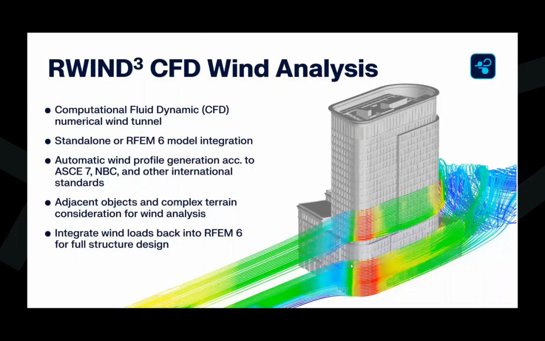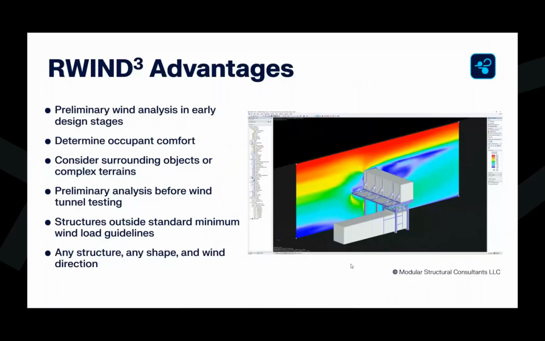But ultimately, when we close out of RWIND and go back into RFEM 6, these wind pressures are automatically taken and converted to static wind loads on every FE mesh element. That way we can then combine them with the other load cases like live load and snow load, and continue on with our analysis and design. So we might be wondering, why would we want to use a program like RWIND 3? I wanted to go through a few advantages here.